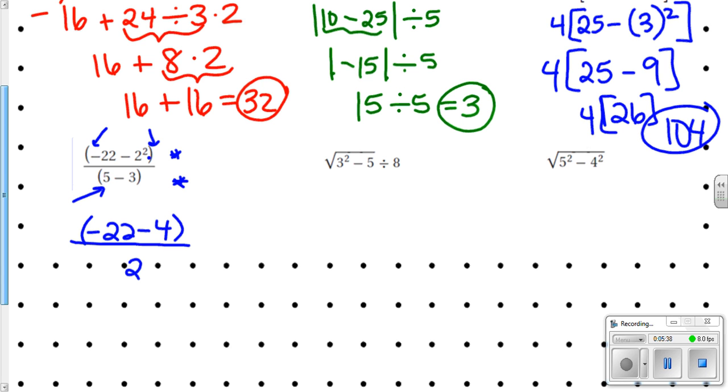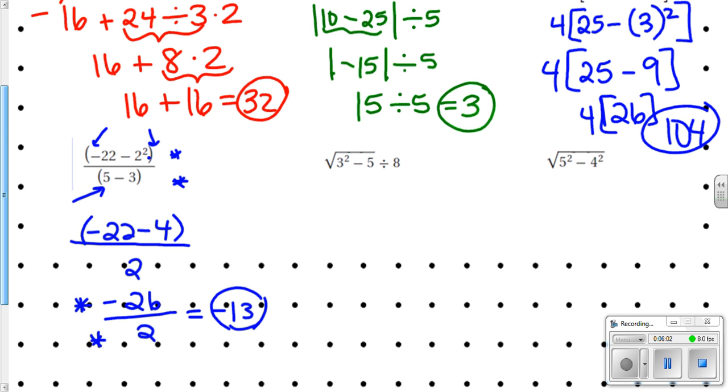So let's continue with the top. Negative 2 minus 4, that is negative 6. So now my top's done. On the bottom, I have a 2. Now that my top has been simplified as far as it'll go and the bottom has been simplified as far as it'll go, I can actually simplify this using division. So negative 6 divided by 2 would be negative 3.